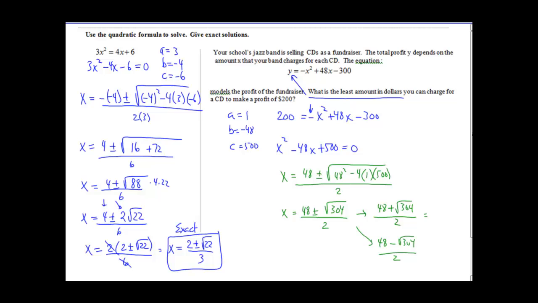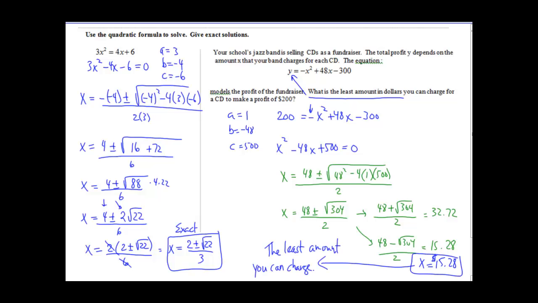We get two answers. One answer is going to give you 32.72, and the other answer is going to give us 15.28. Now these are in dollars, so if we notice, we want the least amount. So our x equals $15.28 is going to be our least amount.